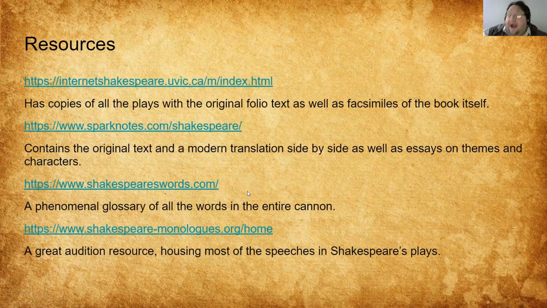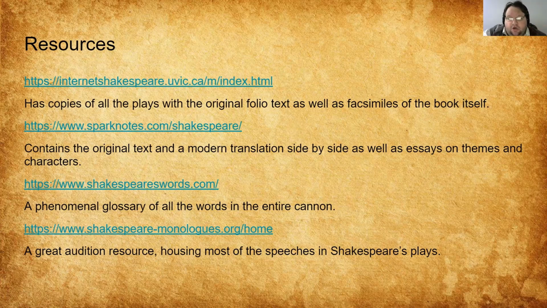This third one is probably one of my favorites. It's shakespeareswords.com. There's also a Shakespeare's Words book. But this is a glossary. All the words that Shakespeare ever used are in this book. So it's going to have definitions, pronunciation guides, context, all of that kind of stuff.